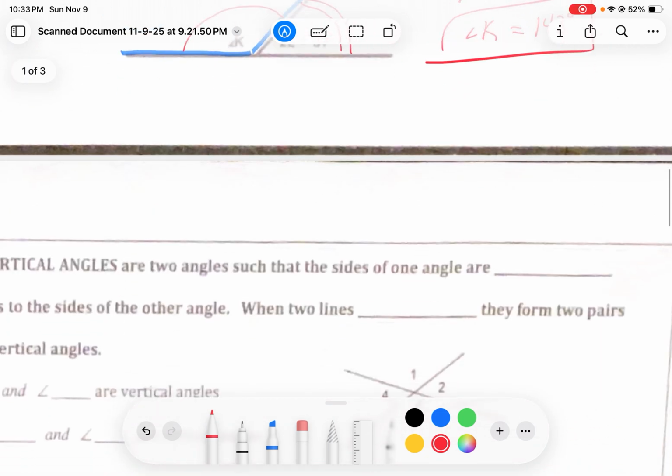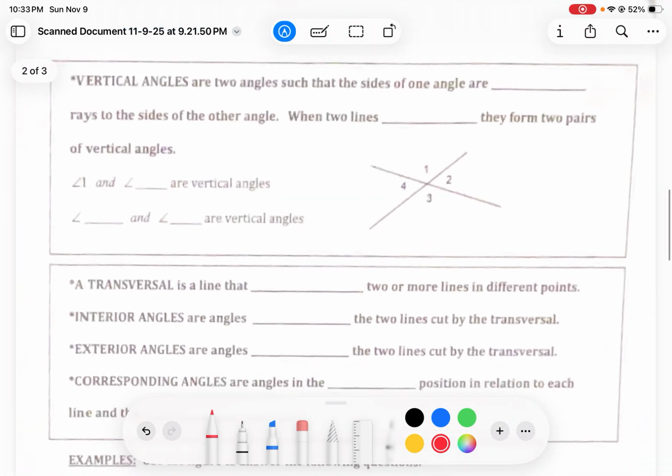All right, flipping over to the back side. We have some other special angle pairs now. Vertical angles are two angles such that the sides of one angle are opposite rays to the sides of the other angle. And when two lines intersect, or when two lines cross, they form vertical angles.